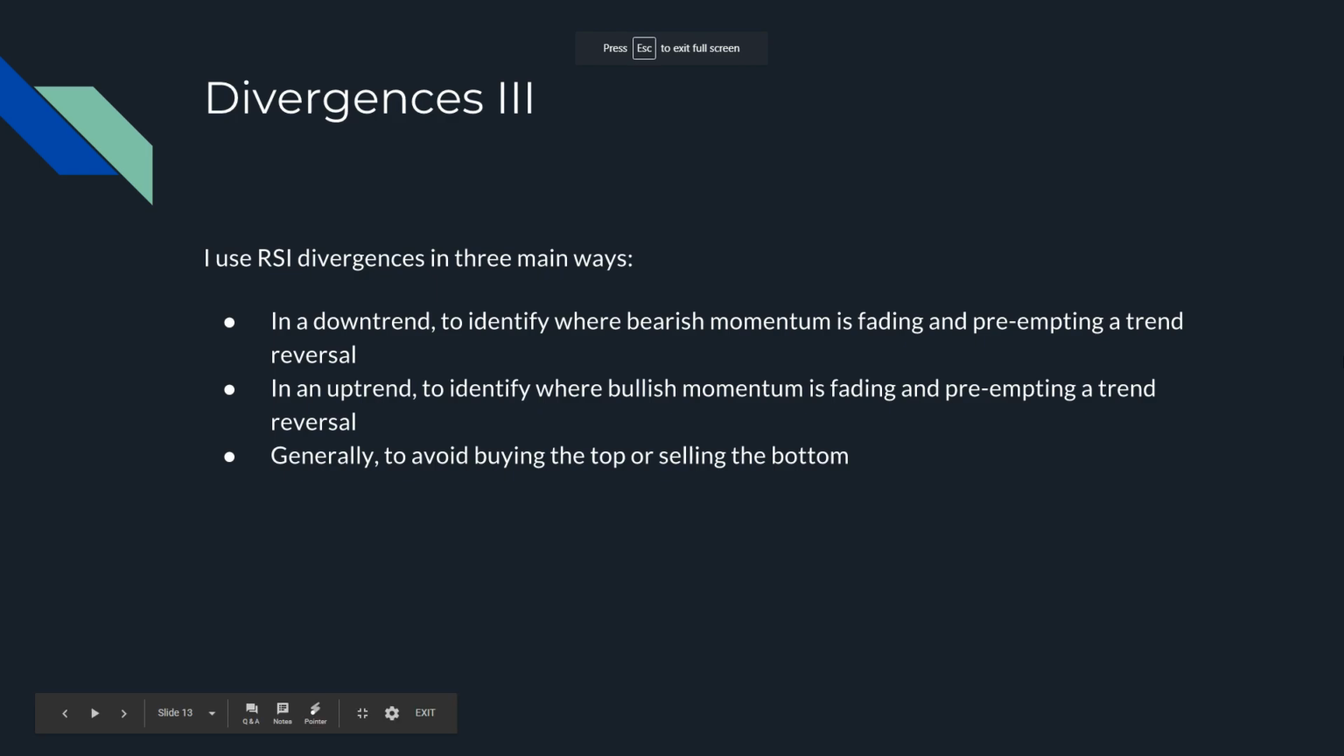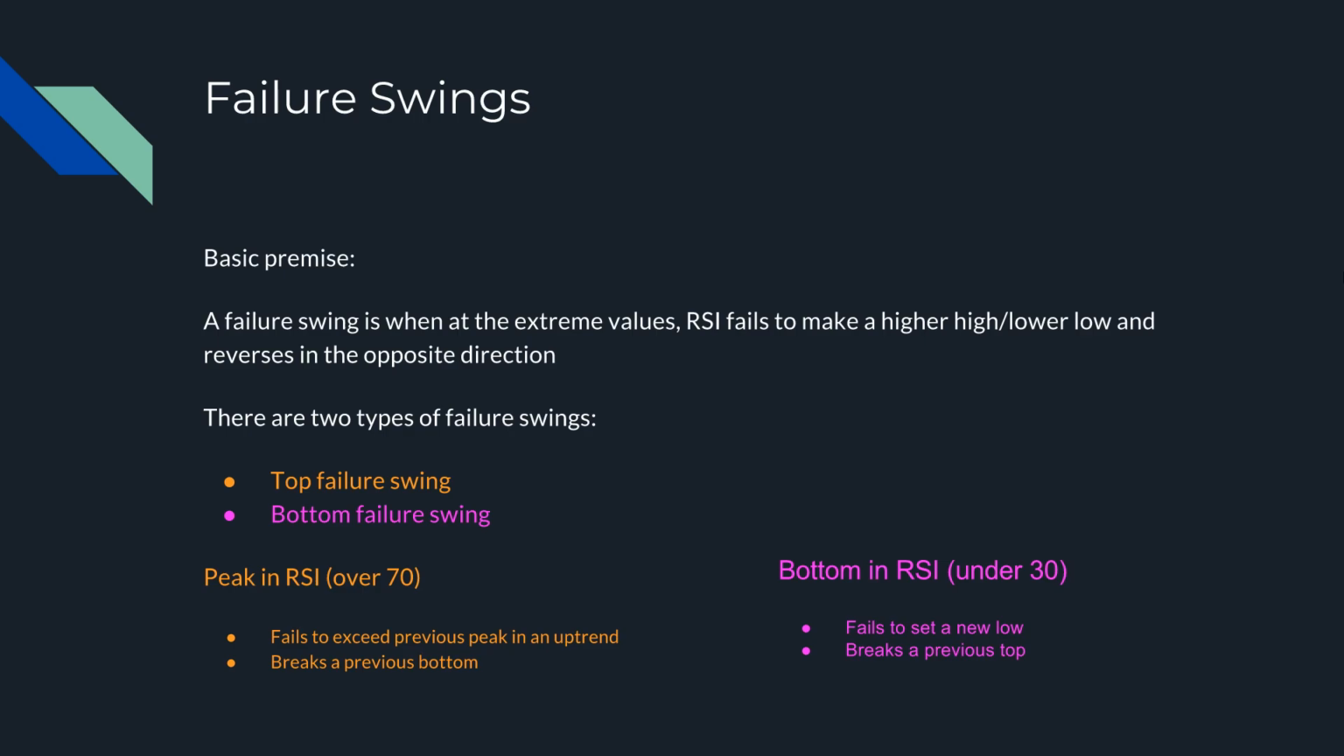So how do I use them? Hopefully it should be obvious. And I've talked about this. Identify where momentum is fading either way, and avoid buying the top or selling the bottom. So the last and final RSI tool I'll be covering are failure swings. I think this is one of the more complex ones, but I think it's fascinating once you get a good look at what one looks like.